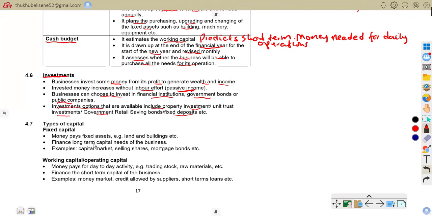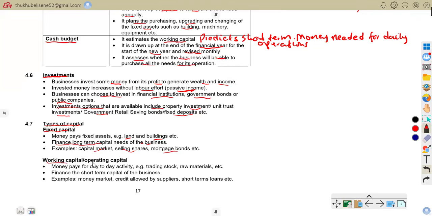Now we come to the types of capital. We have fixed capital. Fixed capital is money that pays for fixed assets. For example, the money that is going to pay for land and buildings, fixed assets that will be in the business for a longer period. Fixed capital also finances the long-term capital needs of the business. Examples are the capital market, selling shares, mortgage bonds, etc.